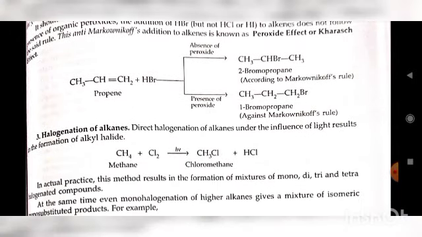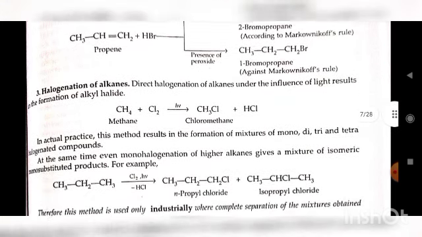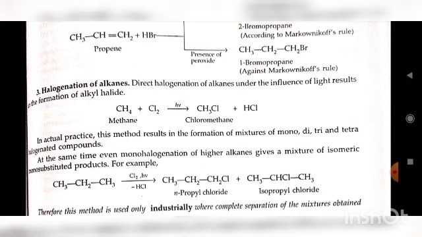For example, propene in absence of peroxides gives 2-bromopropane, and in presence of peroxides gives 1-bromopropane. Halogenation of alkanes. Direct halogenation of alkanes under the influence of light results in the formation of alkyl halides. For example, methane plus chlorine gas gives chloromethane and HCl.